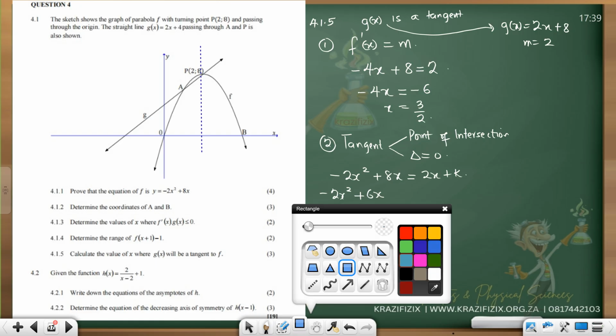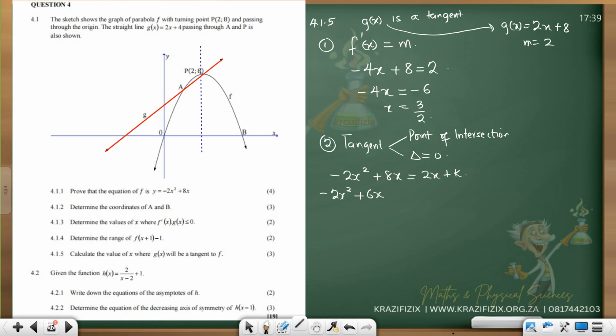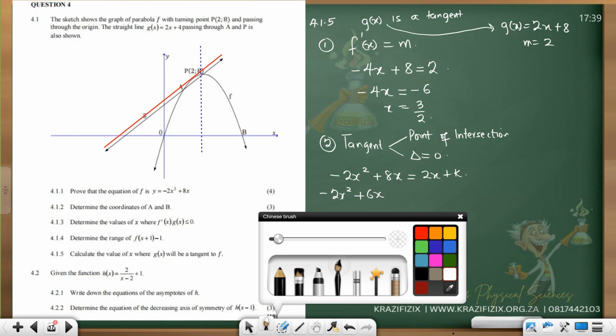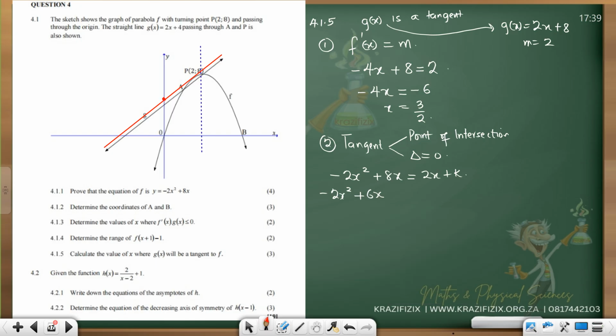Why? Because for it to be a tangent, look at the idea. We are going to a line that is parallel, because they said g of x. It means it is actually shifting. The gradient is the same, but I do not know my y-intercept. It's no longer 4. I don't know if that makes sense. Make sense?